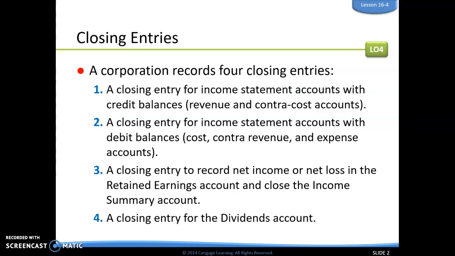Number 3, we're going to have a closing entry to record our net income or a net loss in the retained earnings account and close the income summary. So number 3 is actually going to do 2 things. It records our net income or net loss, and at the same time, it will close our income summary account. Number 4, we're going to have a closing entry for our dividends account.